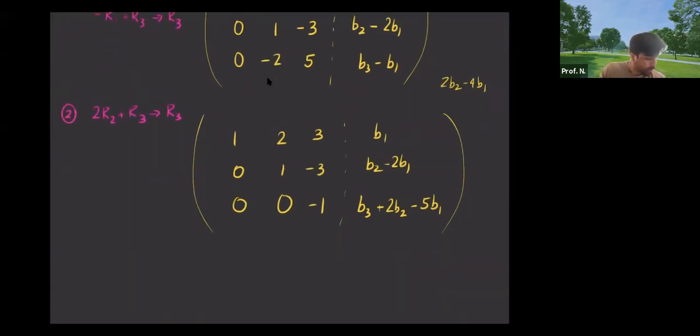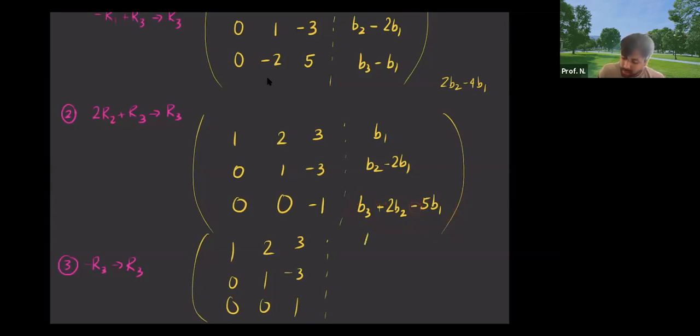And then I negate row 3 and make that my new row 3. So this becomes 1, 0, 0, 2, 1, 0, 3, -3, 1. I negate all of it, so this becomes positive, this becomes negative, negative. So I'm just going to rearrange that. This is B1, this is B2 minus 2B1, and this is 5B1 minus 2B2 minus B3.